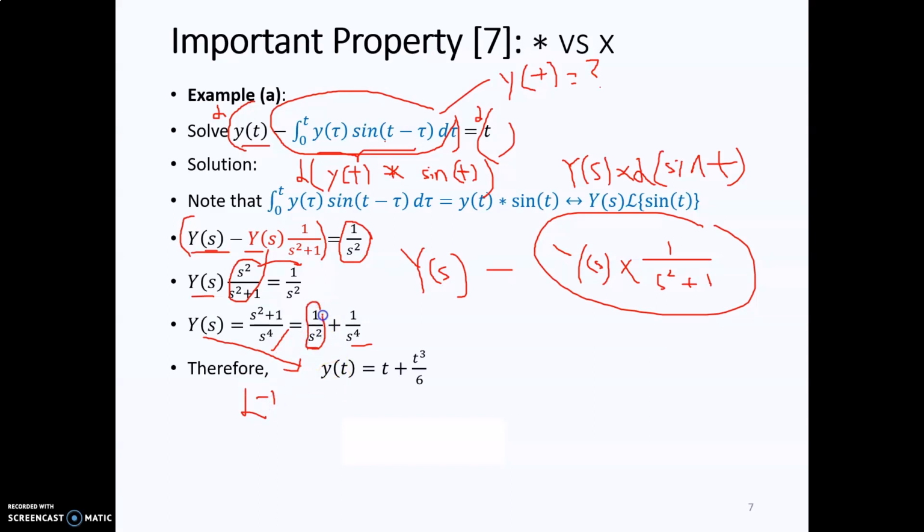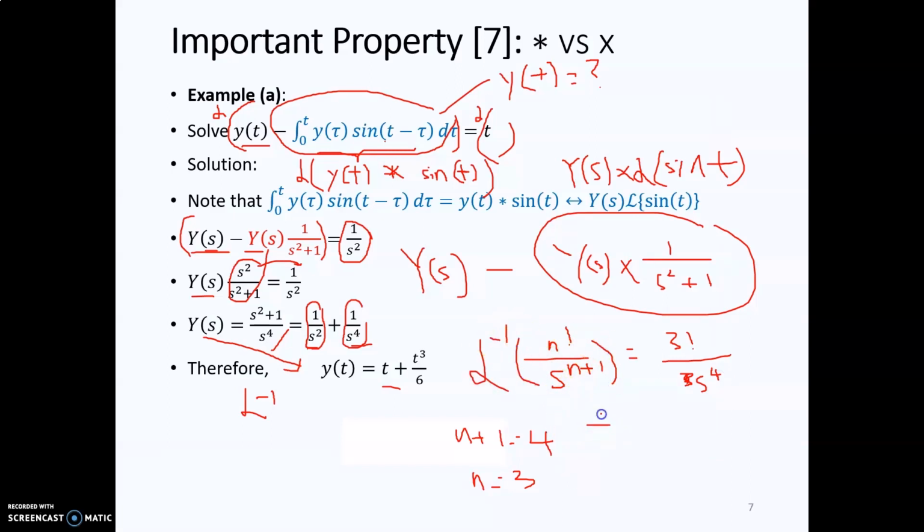So for the 1 over s squared, the inverse Laplace transform gives you t. For this term, you know that you have n factorial over s to the power n plus 1. So when you look at this, your n plus 1 is equal to 4. Therefore, your n is equal to 3. So substitute in 3 factorial divided by s to the power 4. When you take the inverse Laplace transform for this term, you should obtain t to the power of n. In this case, since your n is equal to 3, you have t to the power of 3.